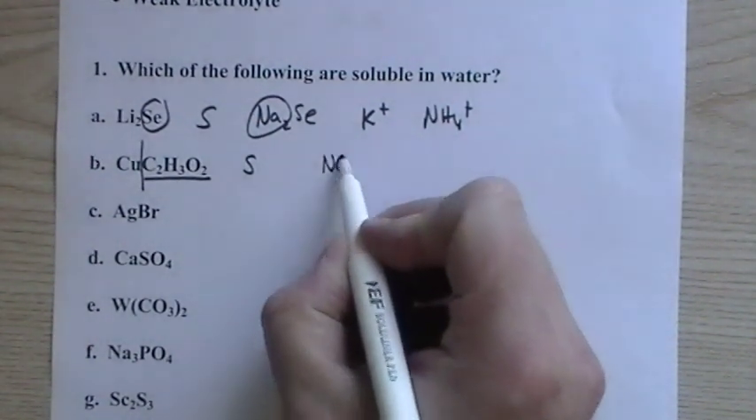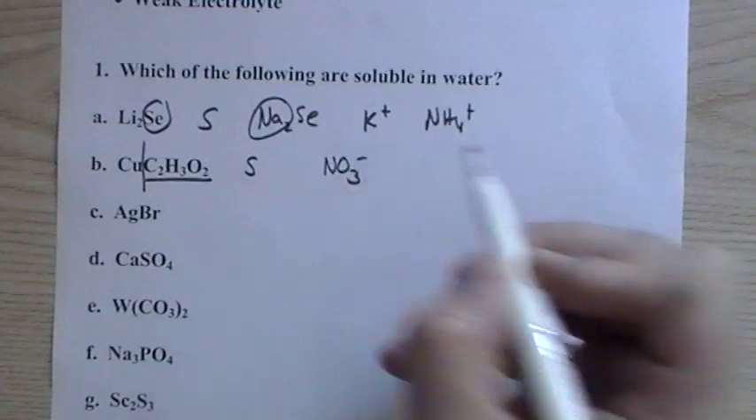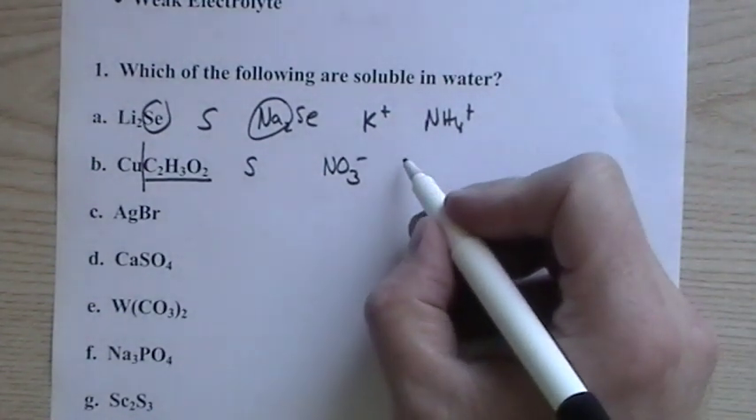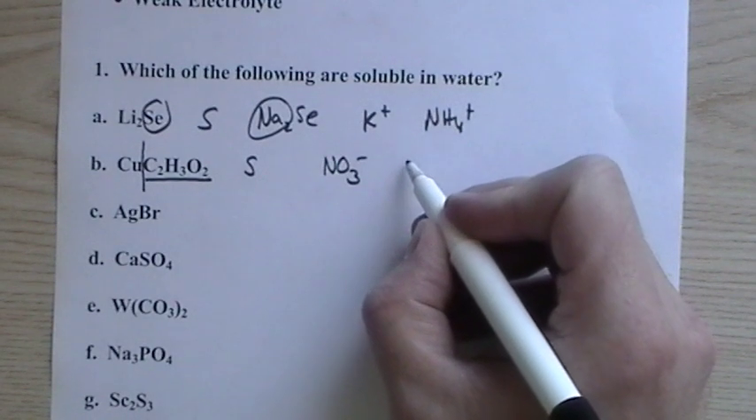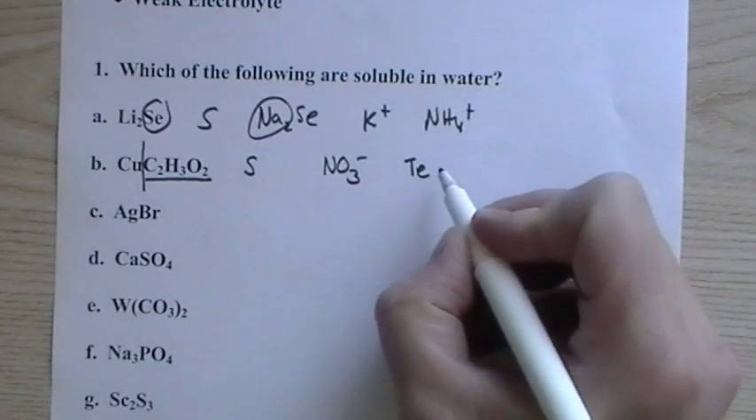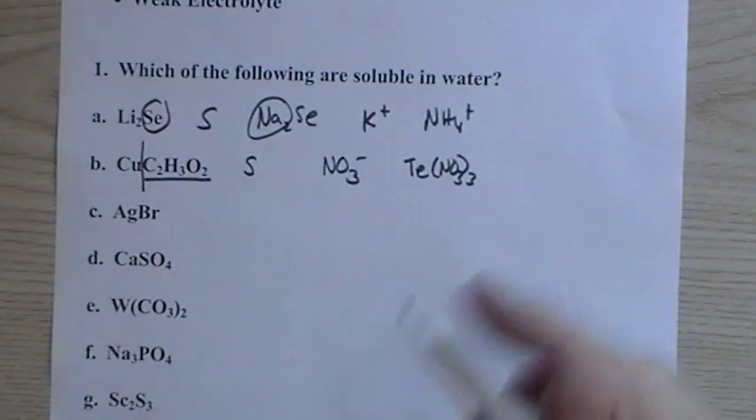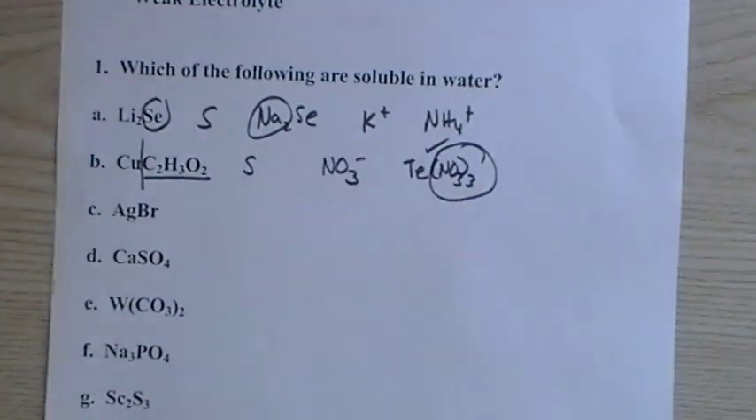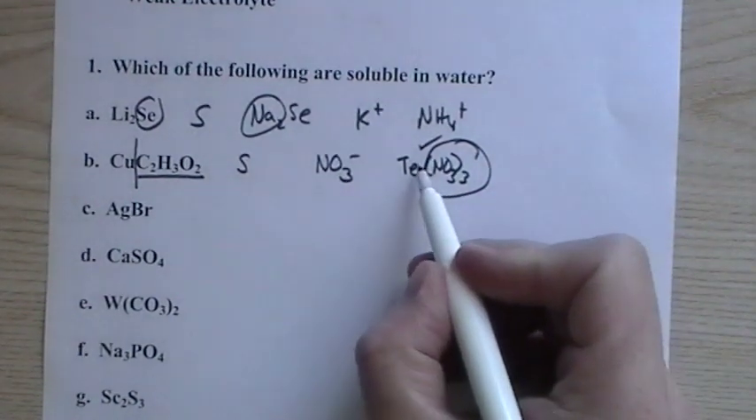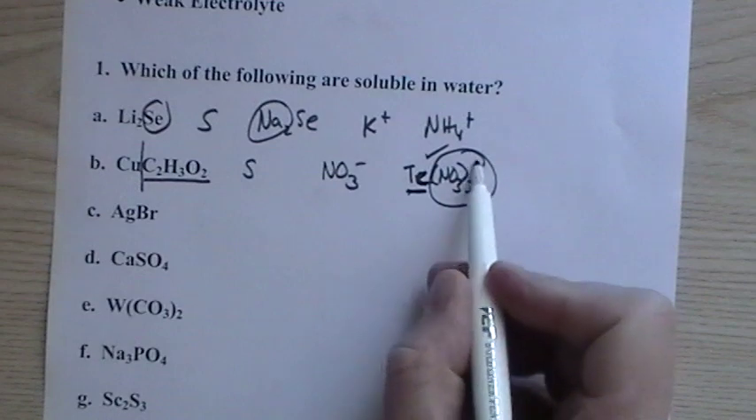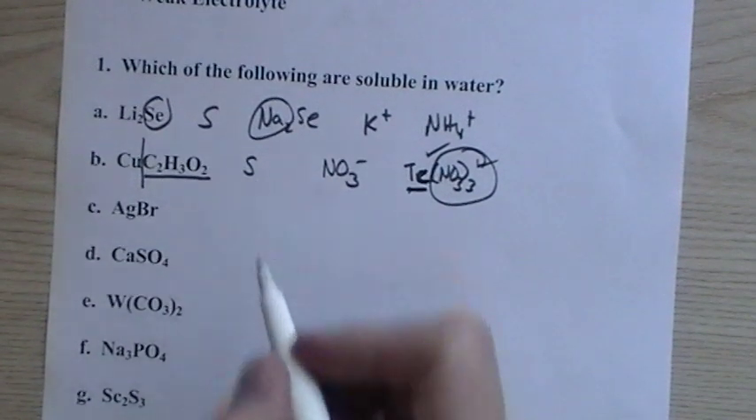And then also we have acetate and the nitrate ion. So if you have something like tellurium nitrate, as soon as you see the nitrate, it doesn't even matter what this is. Actually, it would be like technetium. No matter what crazy thing is attached to it, if it's nitrate, it's soluble.